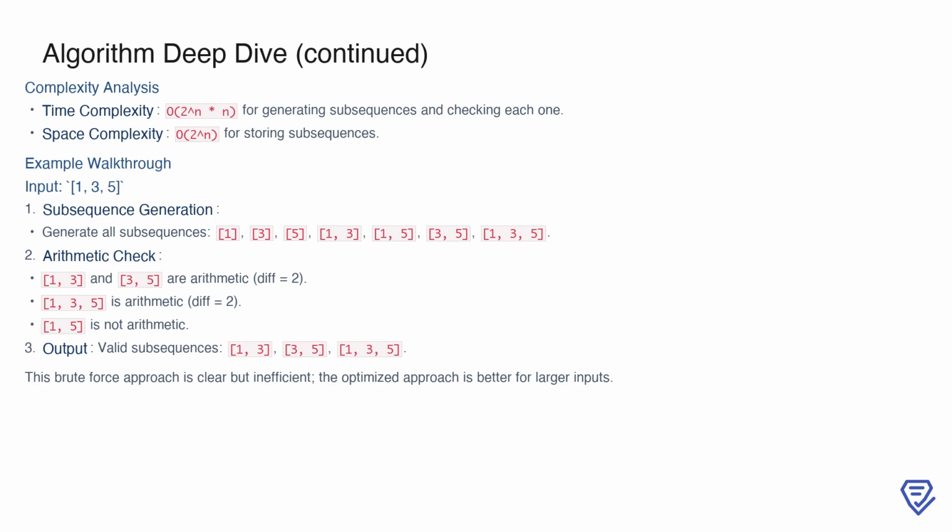Subsequences like 1, 3, and 3, 5 are valid because their differences are consistent at 2. Similarly, 1, 3, 5 also qualifies as arithmetic with the same constant difference. However, 1, 5 does not meet the criteria since the difference between its elements is not consistent. The valid subsequences are 1, 3; 3, 5; and 1, 3, 5. While this example demonstrates the process clearly, the brute force approach's inefficiency becomes apparent for larger inputs, highlighting the need for a more optimized solution using dynamic programming.